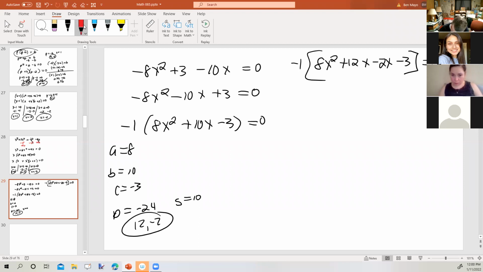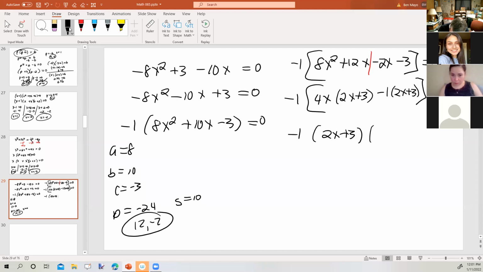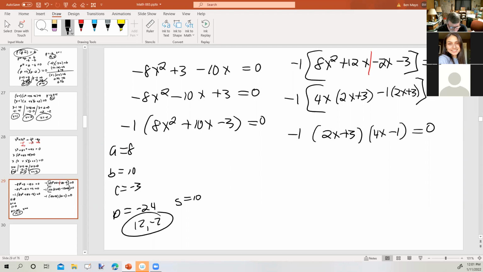Okay, I'm going to use factoring by grouping. Negative 1, greatest common factor of the first two terms, 4x. I have 2x plus 3, 2x plus 3, and a negative 1 outside. So I get negative 1 times 2x plus 3 times 4x minus 1 equals 0. Now, I've said this over and over again, but it maybe didn't really have any meaning until right now. And this is what I've been saying. Take each factor that contains a variable and set it equal to 0.